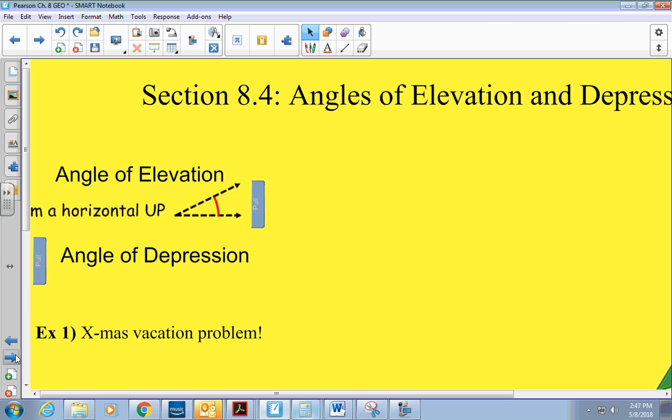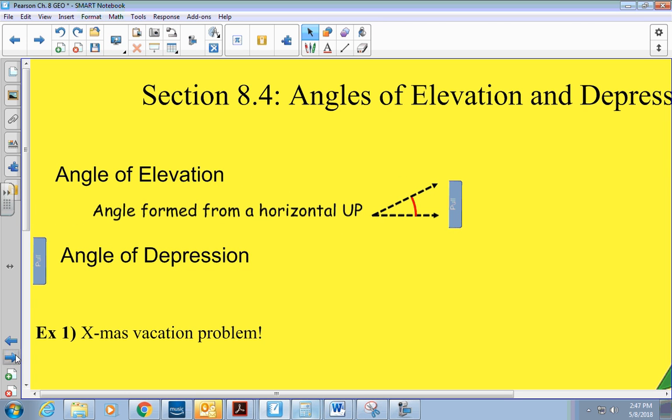Angle of elevation. Not only do you have to draw or write the definition, but also draw the picture. Make sure your picture matches the picture that's here. Angle of elevation is the angle formed from a horizontal up. So it's like your eyeball is at the horizon and you're elevating your look up. So it's from the horizon up.